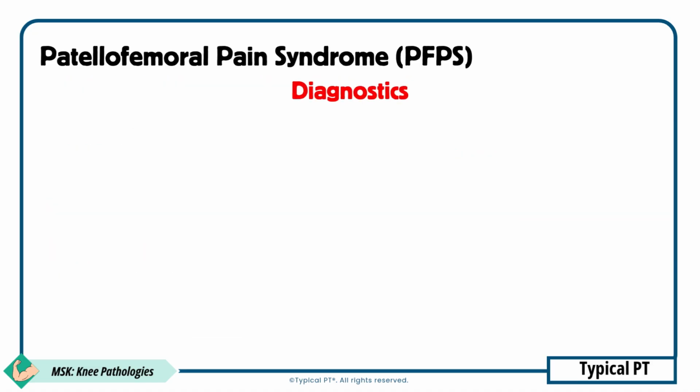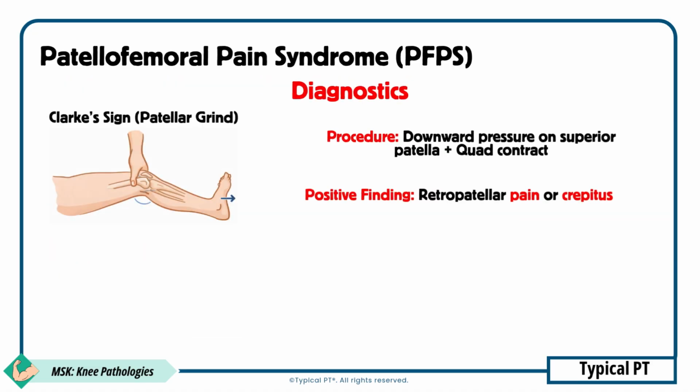For testing PFPS, Clarke's test, also called the patellar grind test, is performed by applying downward pressure to the superior pole of the patella while the patient contracts their quadriceps. Retropatellar pain or crepitus is a positive finding.